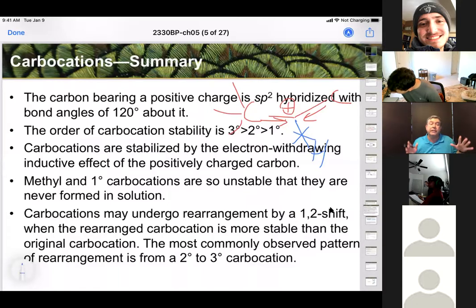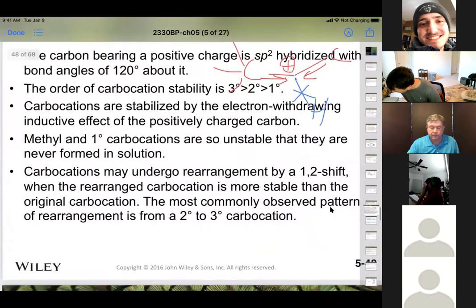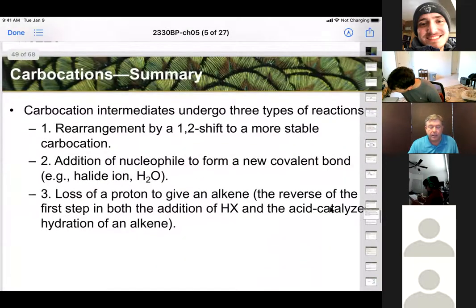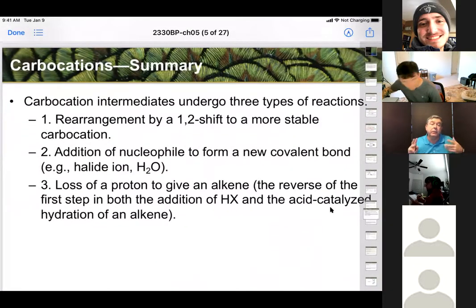So anytime you see the word inductive, that's a through-bond effect. That means that carbocation intermediates undergo three types of reactions. They can rearrange to a more stable carbocation by a 1,2 shift. They can add a nucleophile to that carbon, so have electrons come in to form a new covalent bond, or you can just lose a proton to go back to the alkene. So those are the three things that carbocations do in our reactions. We're not actually going to make alkenes just yet. We're going to look at those additional reactions across alkenes first.